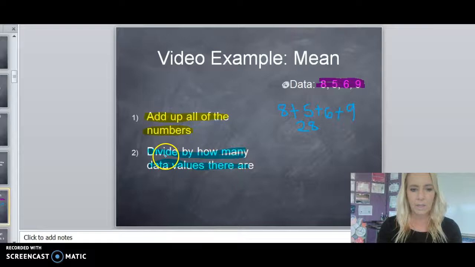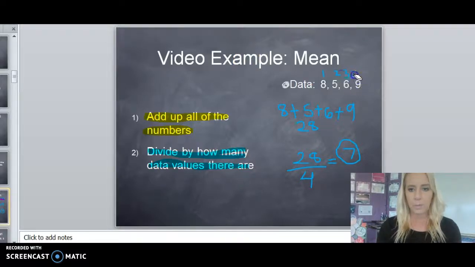And then in my second step, I'm going to divide by how many data values there are. In this case, there are 4 data values, 1, 2, 3, 4. So in my second step, I'm going to take 28 and divide by 4, which equals 7. So 7 represents the average number of this data set.